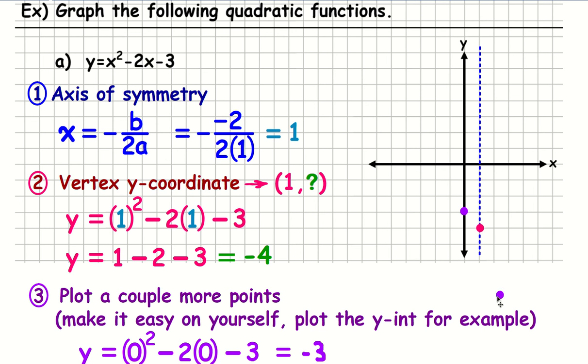Now, here's how we find a third point. Since we know that this is going to be a U-shape, a symmetrical parabola, if that's a point, then guess what? We know that we just reflect it to the other side of the U, and this must also be a point. So you would write down, not only is 0 comma negative 3 a point, but so is 2 comma negative 3. So there you go.